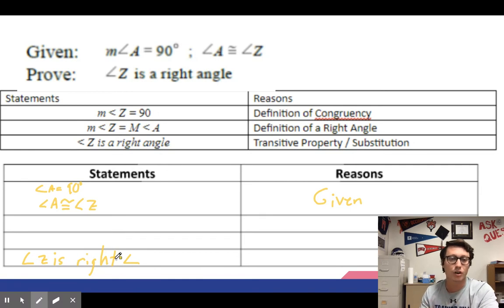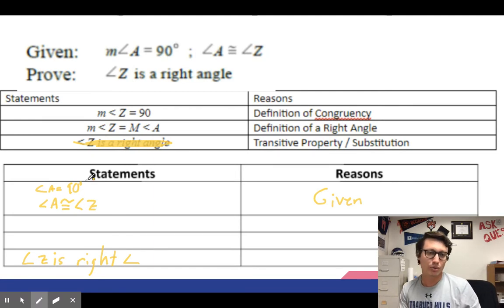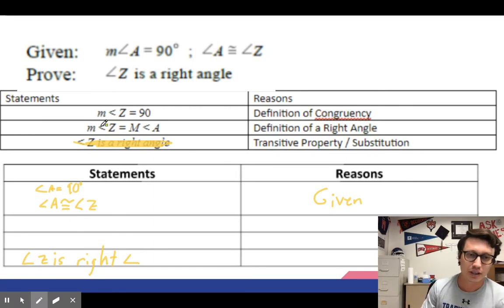Notice we already get to use process of elimination. We can cross that one out. We're never going to use it again. Okay, so now think. What is a logical way to move from what we've written here to go to here? Let's look at our answers.